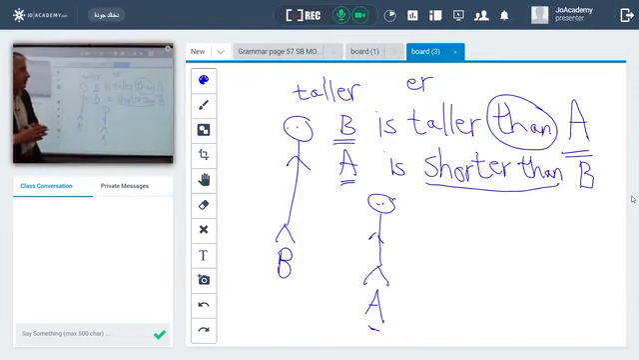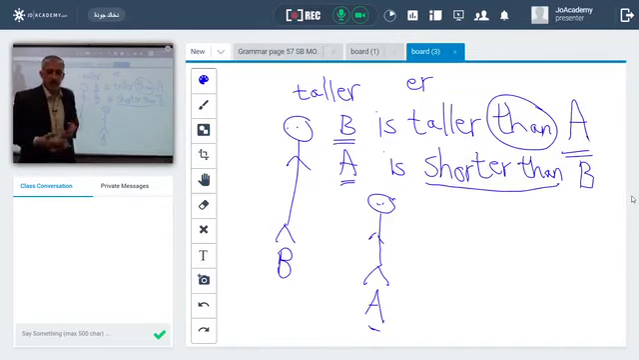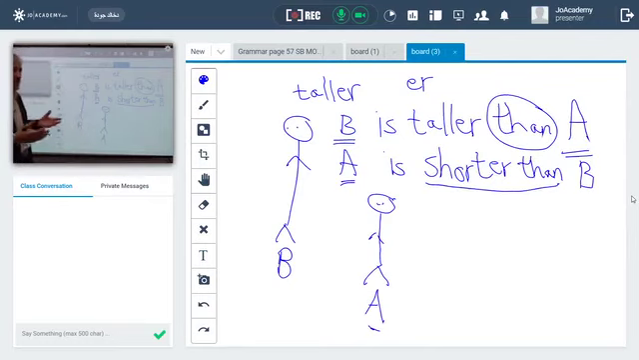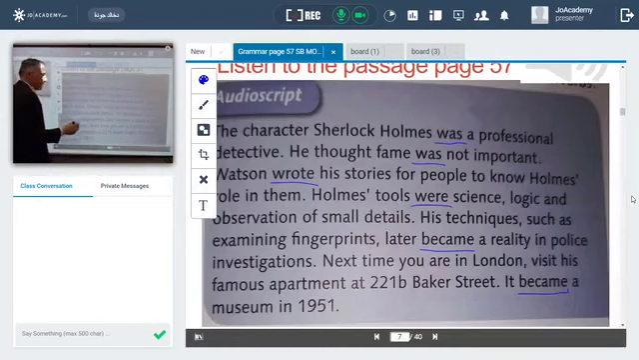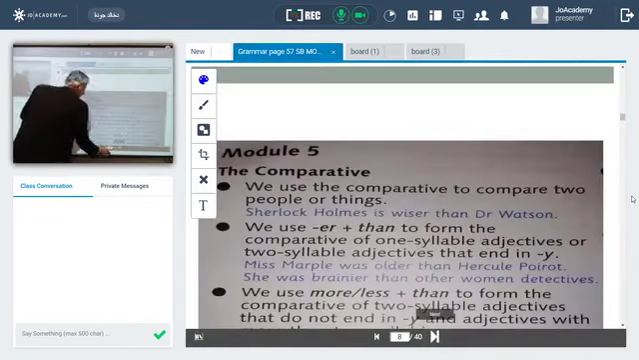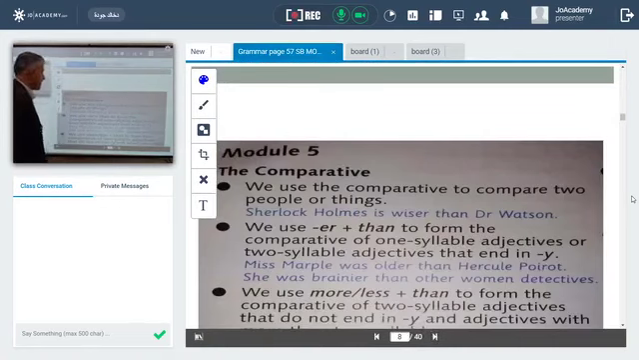So this we call it in English comparative, or comparison. We are comparing between things, between people, between countries, between any things we can make a comparison. So let's go back to the grammar, and let's move the slide here. Okay, let's look at the comparative and decide what it means.